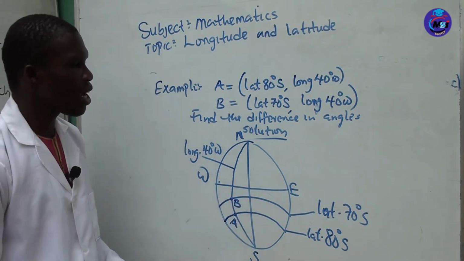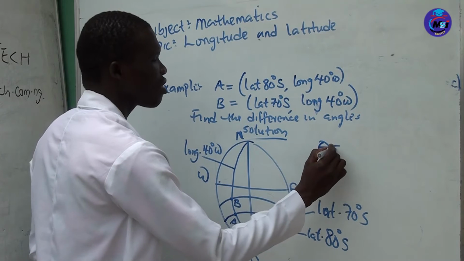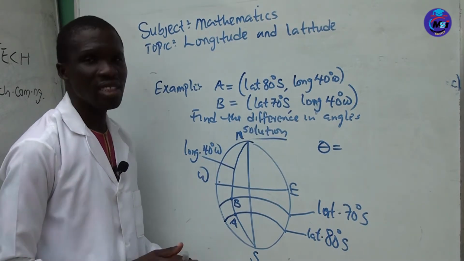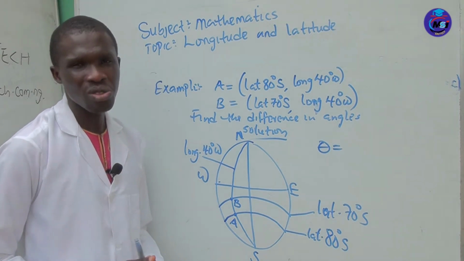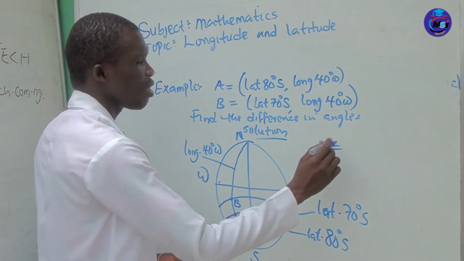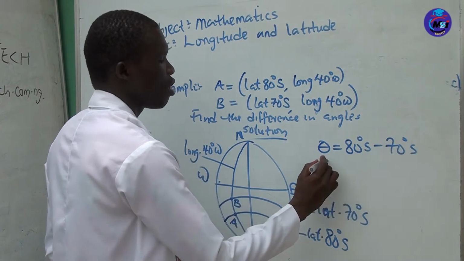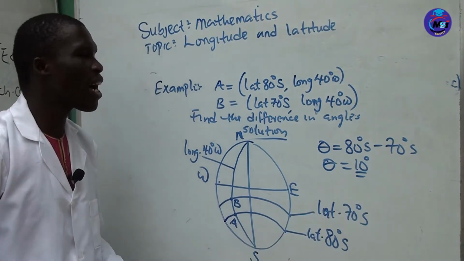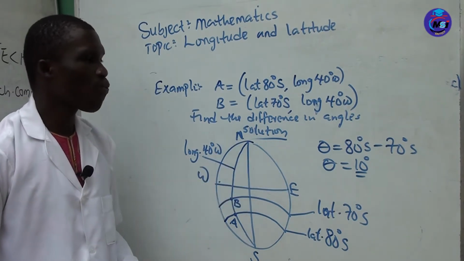Now we want to find the difference in latitude. And what is the difference in latitude? Difference in latitude is theta. Remember, we have south and we have south. That is of the same direction. So if they are of the same direction, you are going to minus. But if they are of different direction, you are going to add. So what we are going to do now, 80 degrees south minus 70 degrees south. So 80 minus 70 will give us what? 10 degree. So this is how to find difference in angle, either angle of latitude or of longitude.